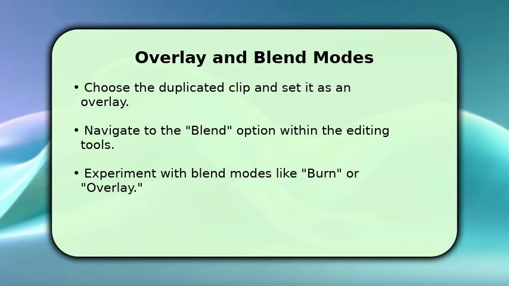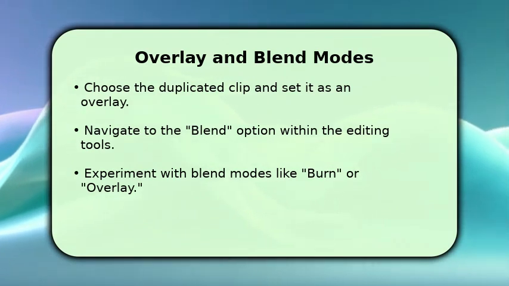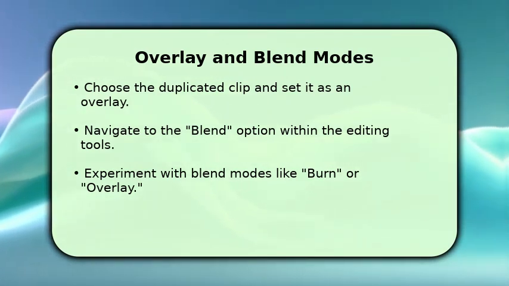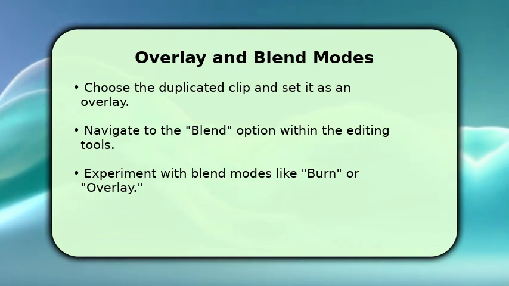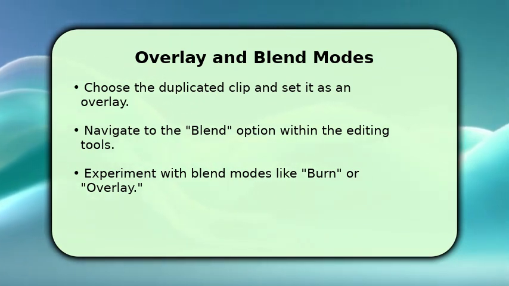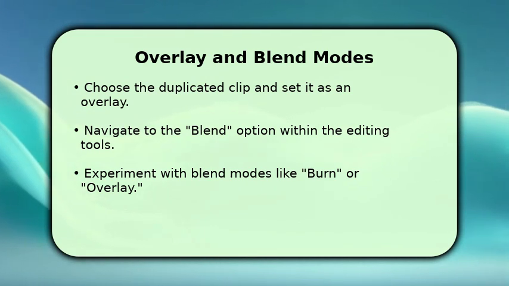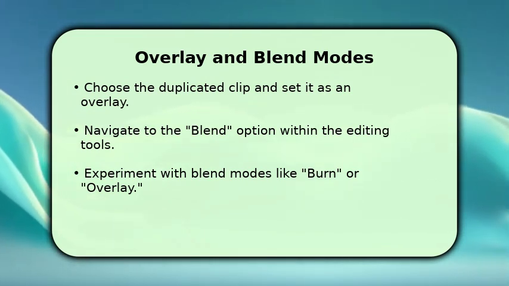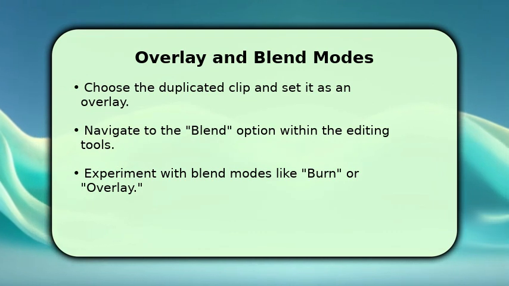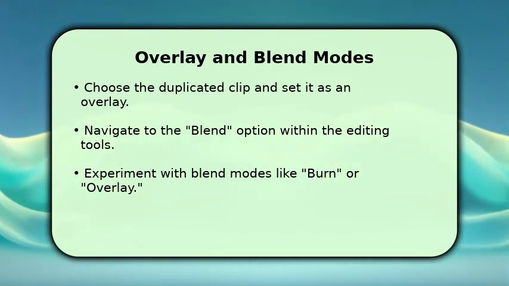Now select the top, duplicated clip and tap Overlay to place it on a separate track. With this overlay clip selected, look for the Blend option in your editing menu. Here, you can choose from various blend modes. Try Burn or Overlay for a classic ghost appearance. Then, adjust the opacity slider, typically between 20 and 40%, to control how transparent your ghost appears.